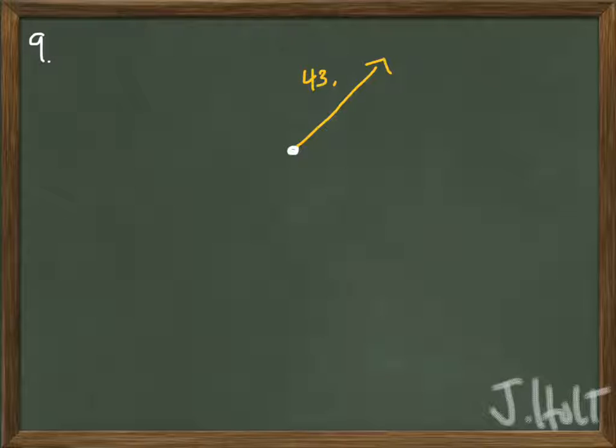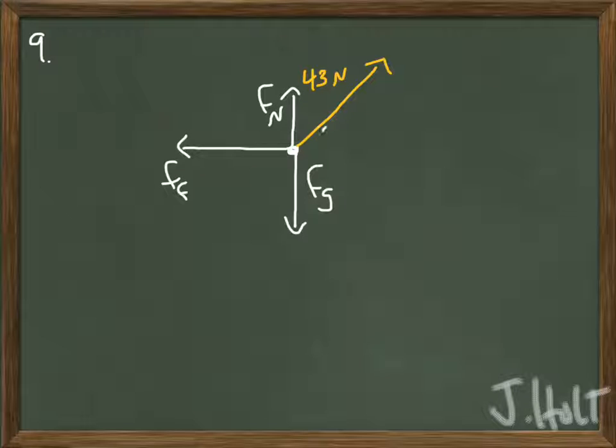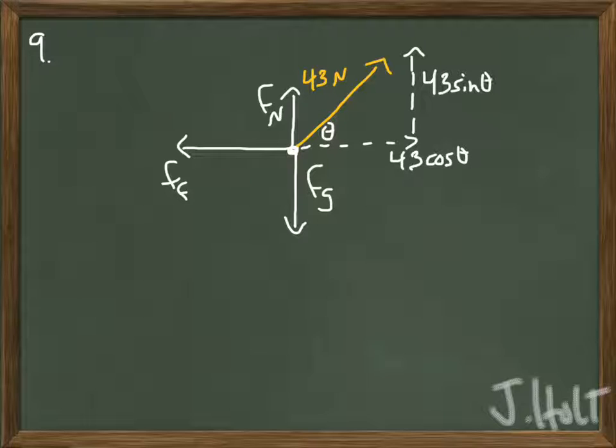In the first problem, we're given an angled force vector, but we don't know what the angle is. Let's go ahead and draw the rest of our forces in the free body diagram. And let's go ahead and convert this angle into its components. Even though you don't know what the angle is, you can still leave it as a variable and solve for the x component and the y component.